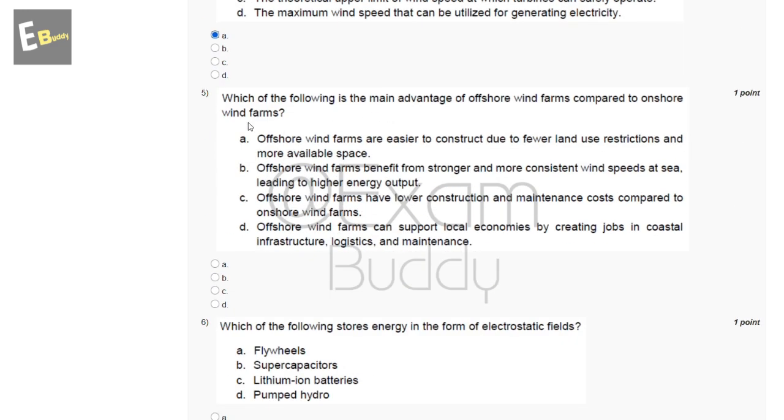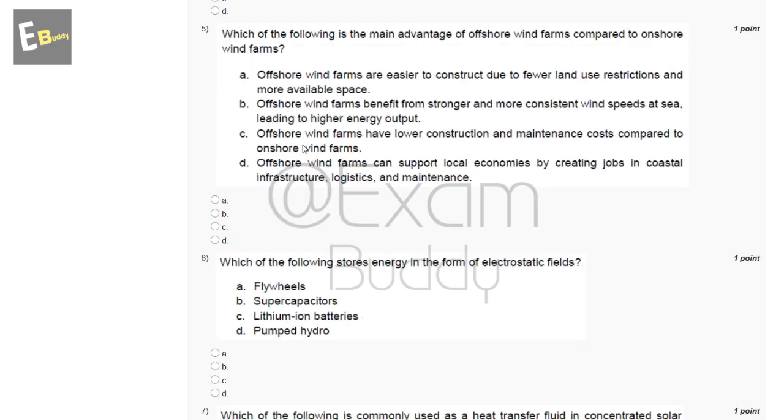Now the fifth question is, which of the following is the main advantage of offshore wind farms compared to onshore wind farms? So these are the options, and the answer of our fifth question is A. Offshore wind farms are easier to construct due to fewer land use restrictions and more available space.